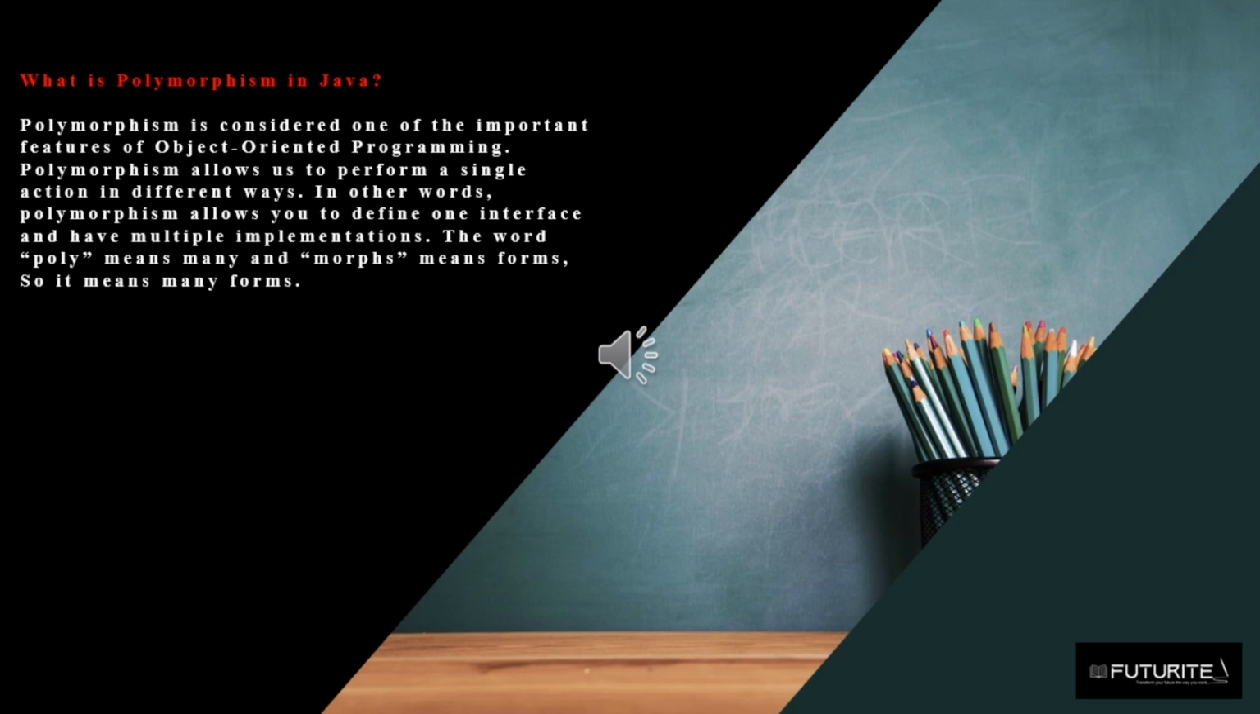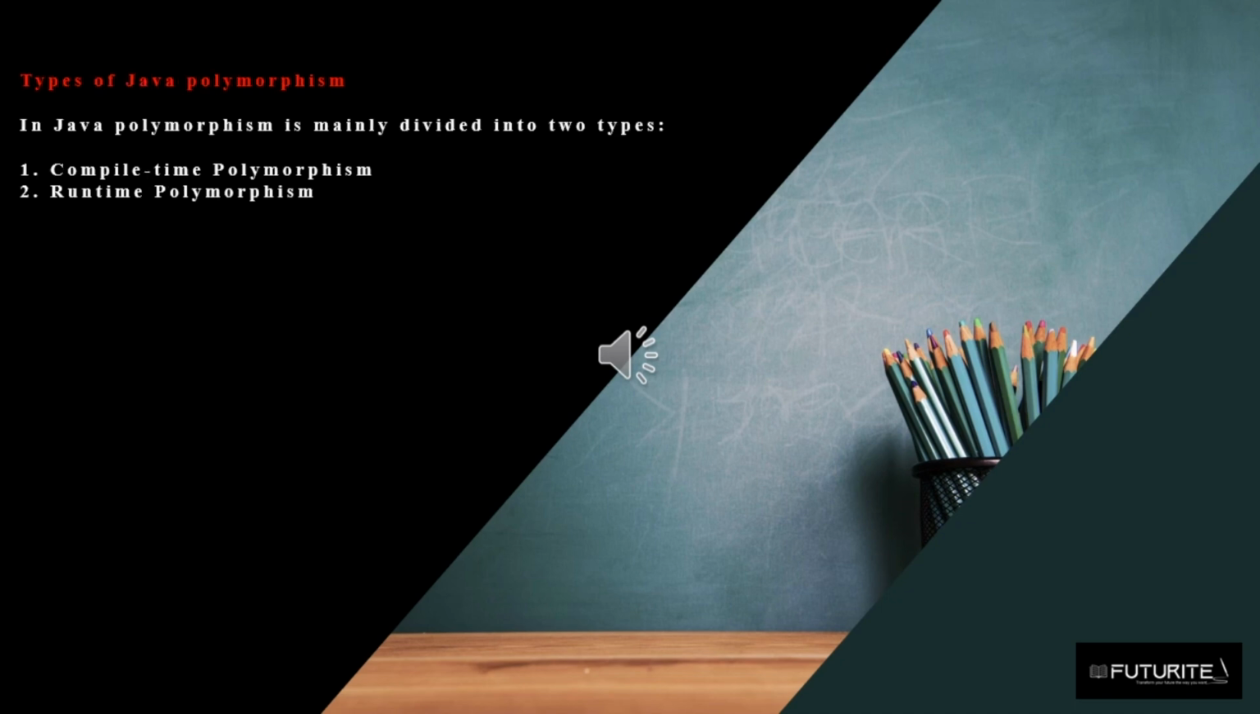The word poly means many and morphs means forms, so it means many forms. As of now, just understand only this. After this, in the next slide, I will show you an example, and the polymorphism concept will give you better clarity and understanding. In Java, polymorphism is divided into two categories: one is compile time polymorphism and the other is runtime polymorphism.